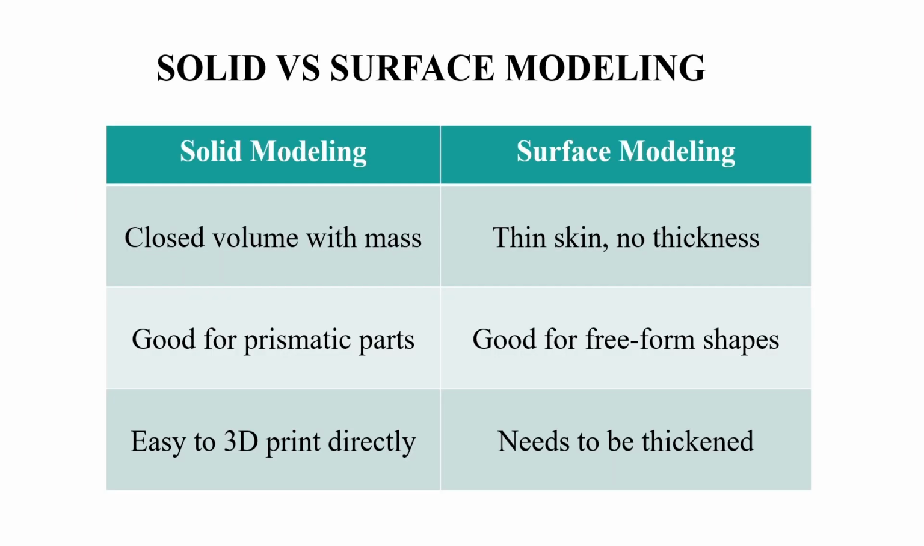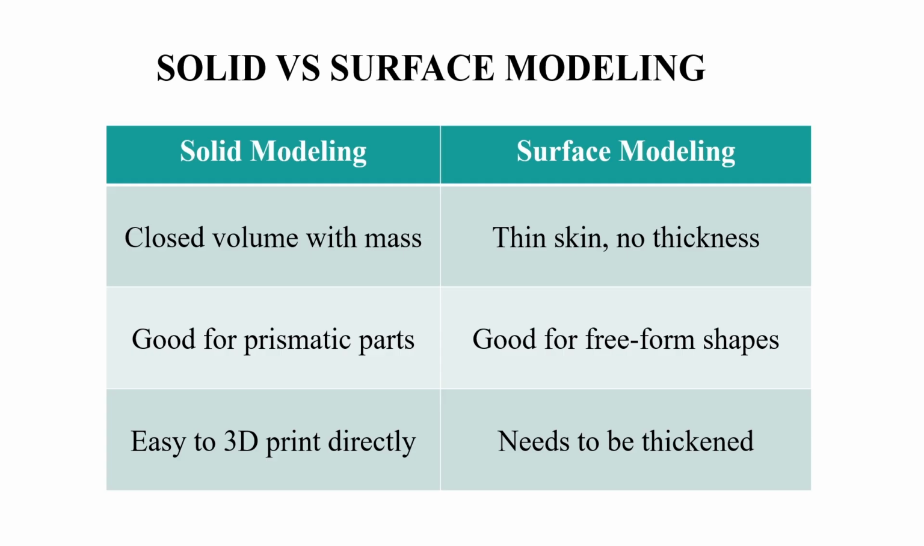After this, we should know the difference between solid modeling and surface modeling. When it comes to solid modeling, these are closed volumes with mass. Means when you design any shape by using solid modeling, inside which there will be mass. But when it comes to surface modeling, these are thin skins having no thickness. See, when you design anything by using surface modeling, inside that design there will not be any mass. Then solid modeling is good for prismatic parts, and surface modeling is good for free form shapes.